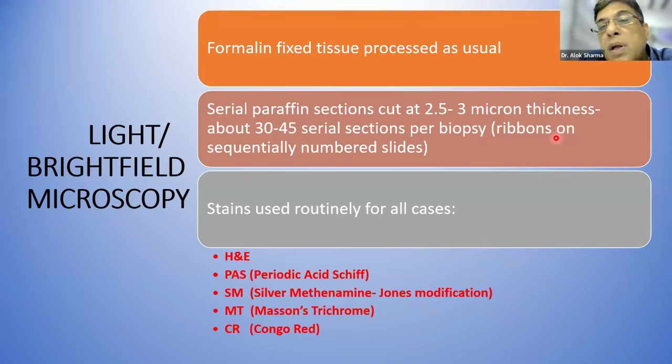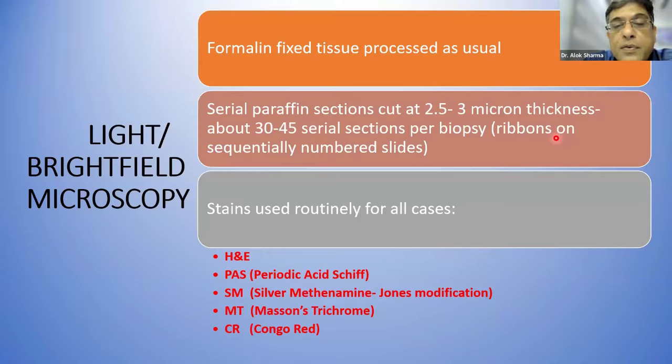It's very important to note that the paraffin sections have to be cut at around 2.5 to 3 microns. This allows a good examination. The morphology is very good. And a lot of criteria which are put up in renal pathology in terms of cellularity and other things are globally standardized based on the thickness of the sections. So you have to follow that pattern of 3 micron maximum thickness for light microscopy.